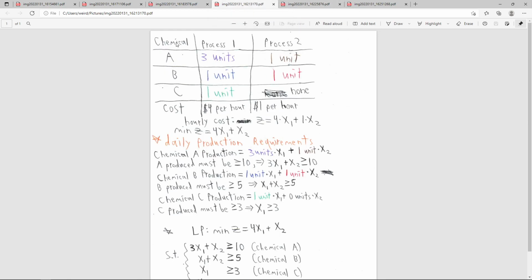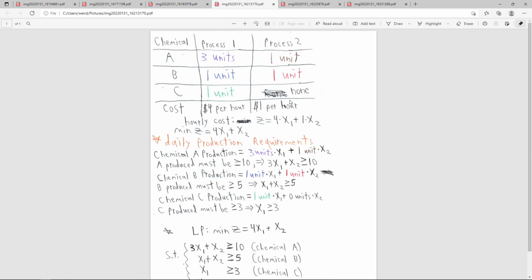So I've made a simple table here. Chemicals listed, and at the bottom the cost. So process 1 and process 2: 3 units of A, 1 unit of B, and 1 unit of C from process 1, and 1 unit of A and 1 unit of B, no units of C from process 2. It costs $4 per hour for process 1 and $1 per hour for process 2.